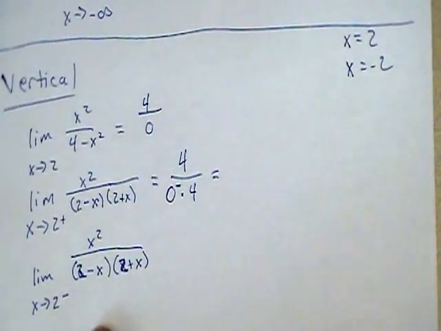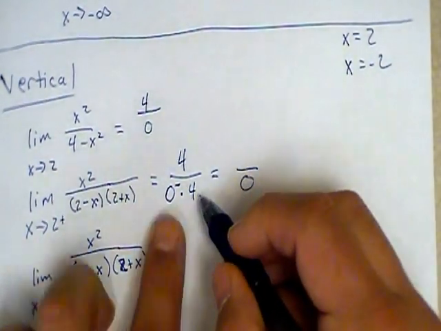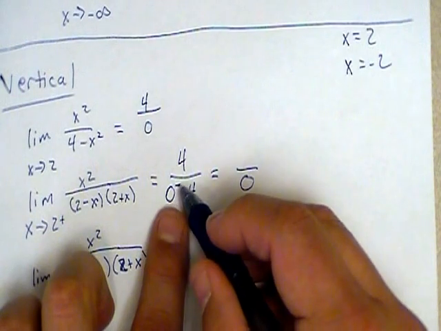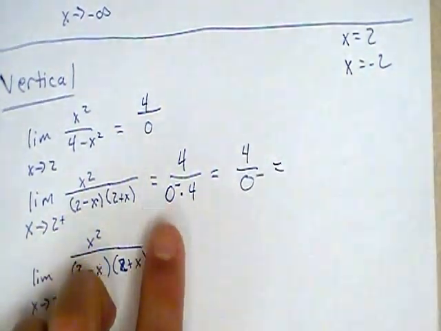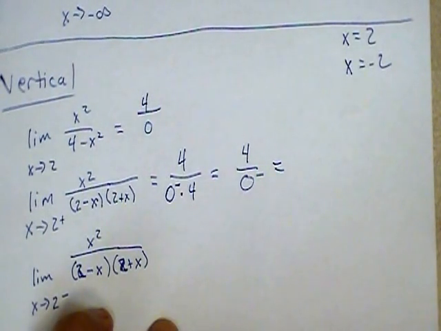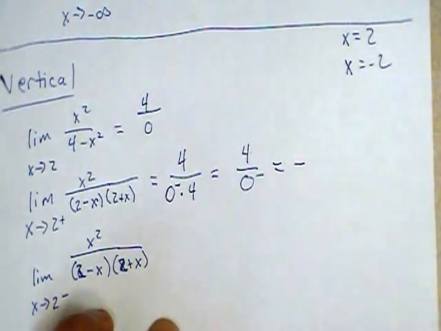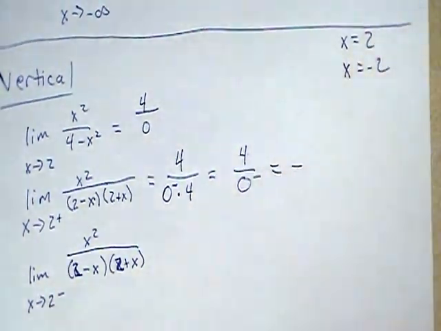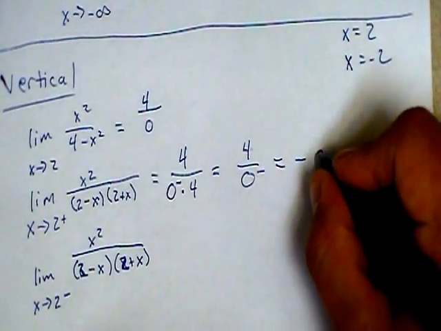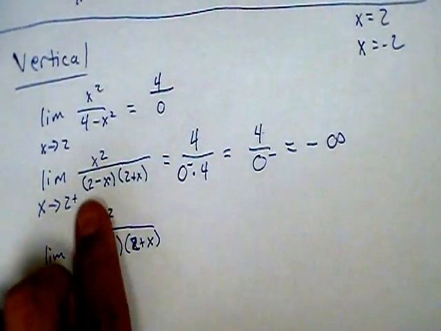Now I'm just going to simplify. 0 times 4 is 0. But which side of 0 are we on? Well, it's a negative times a positive, so that's still negative. So we have 4 divided by a negative 0. And a positive value divided by a negative value is clearly going to give us a negative result. And 4 divided by 0 is going to give us a very large value. So we get negative infinity for that limit as we approach 2 from the bigger side.